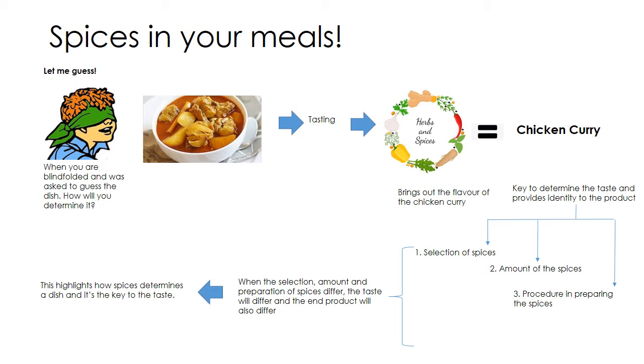So this is trying to highlight how spices actually determine a dish, and also that they are the key to the taste of a dish. So it is very crucial what spices we use, the amount, and also the procedure of using the spices. So how is this related to our research?